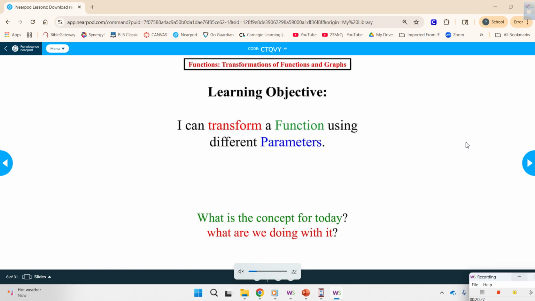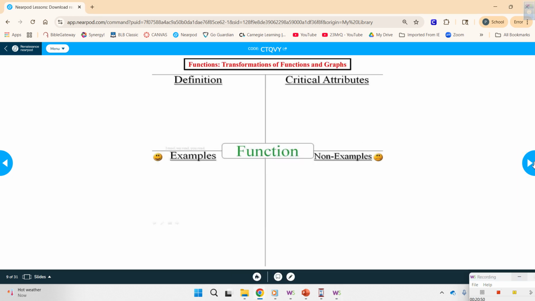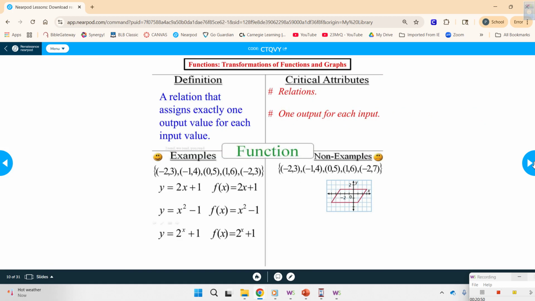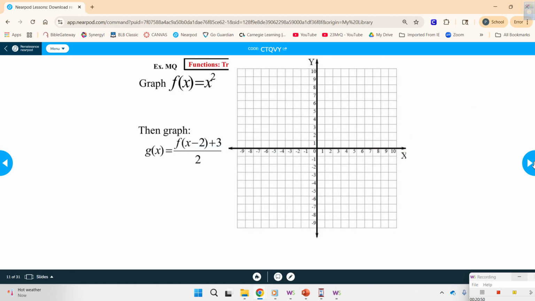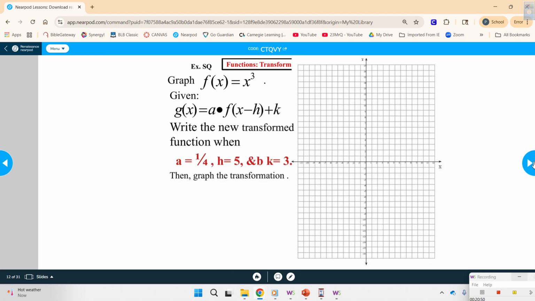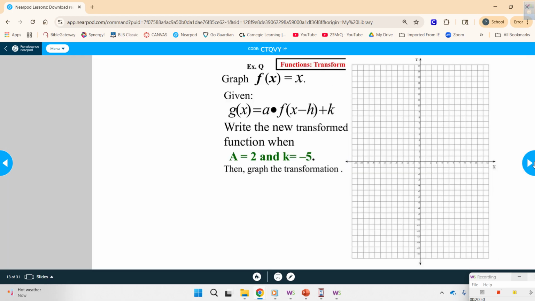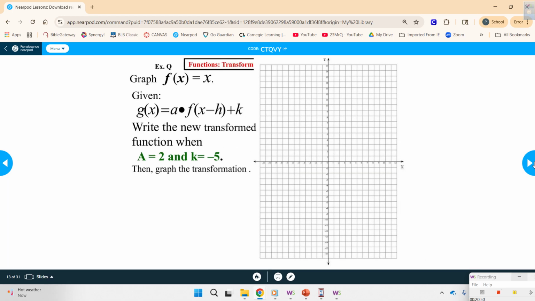So here we go. Our objective for today: I can transform a function using different parameters. We're still trying to wrap up parameters a, h, and k, so far through the lens of 3 parent functions: linear, quadratic, and cubic. Okay. So, we already know what a function is. We did some of this, and we can do that.